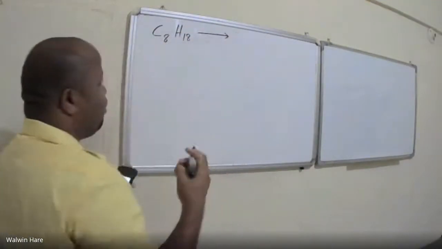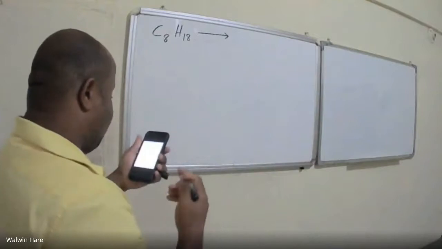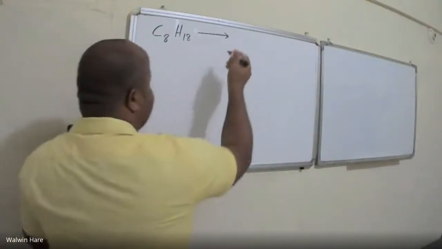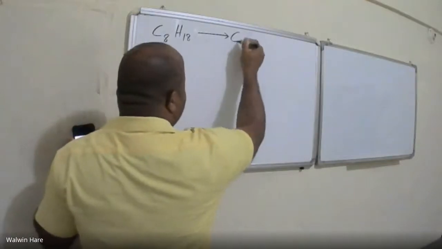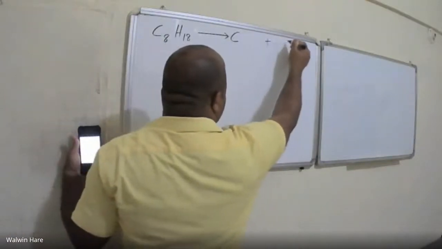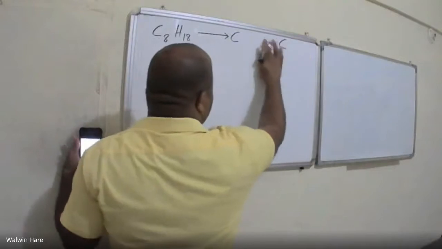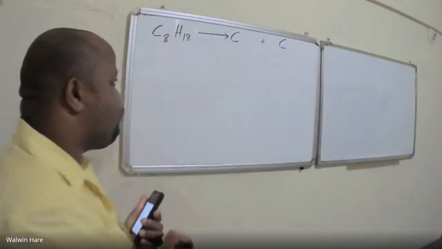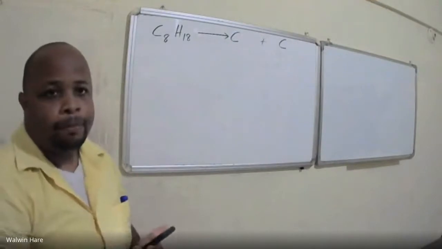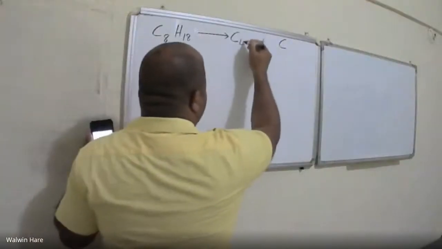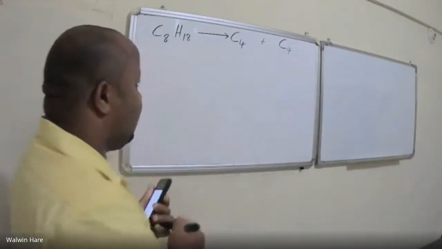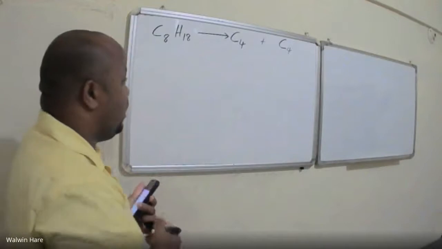And they said it undergoes cracking to give 2 hydrocarbon fragments containing the same number of carbon atoms. So if you have 8 carbon atoms, how much carbon must be in each fragment? 4. Right. So C4.